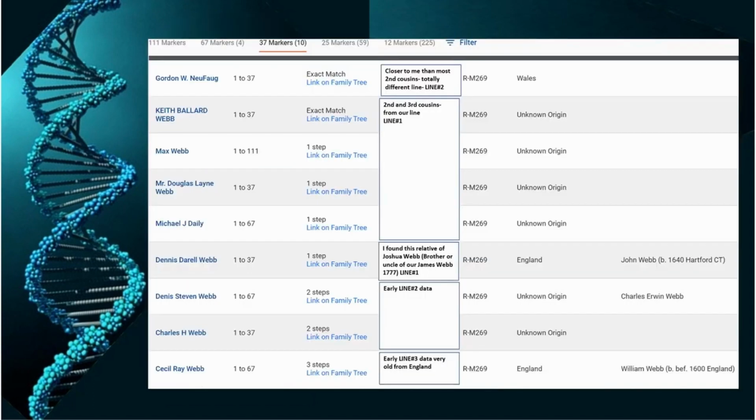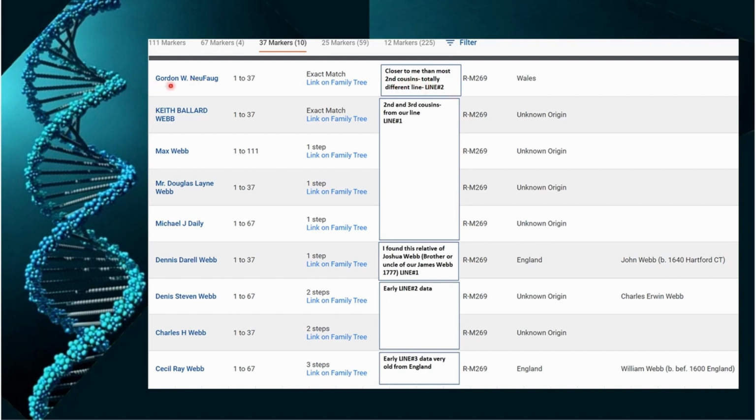Now, this is just a quick summary. All these people don't really show up yet because they didn't join the Webb surname. I know how close they are to me, but I don't have a record of their DNA necessarily unless they join the Webb surname organization. But I don't need Gordon. I don't need his data because he's an exact match. When he's an exact match, I can use my own because that's exactly what an exact match means.